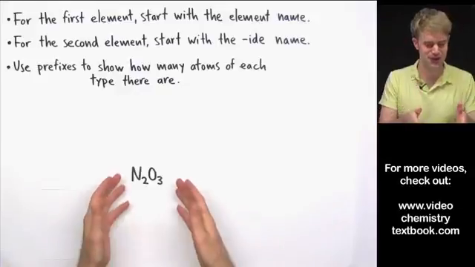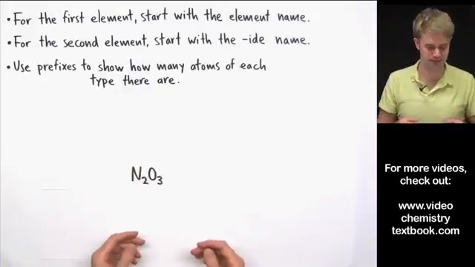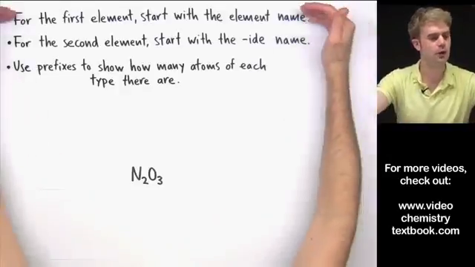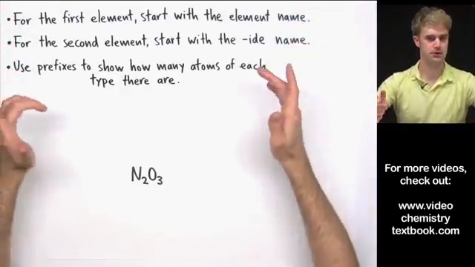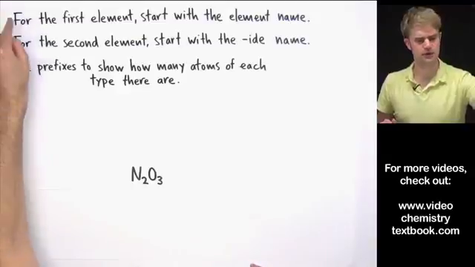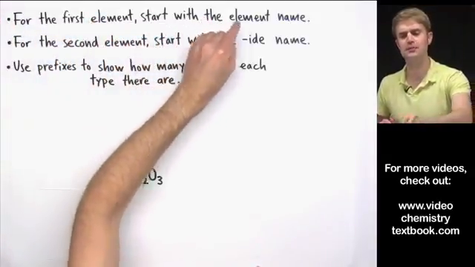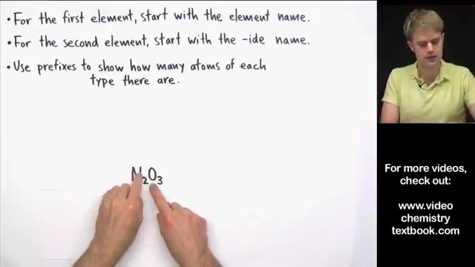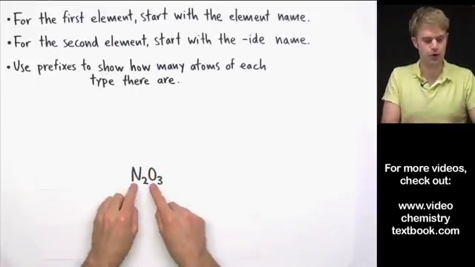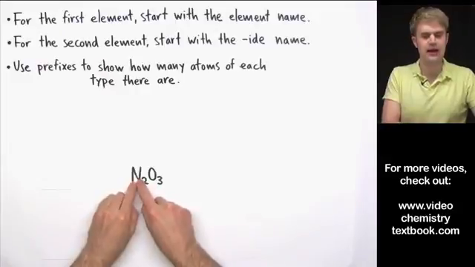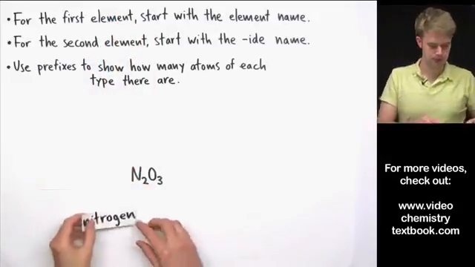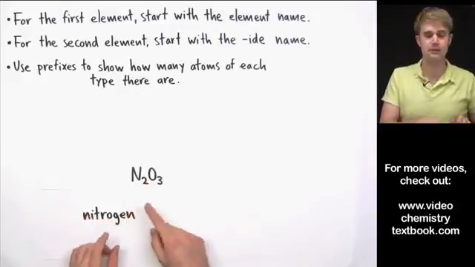Okay, here's our first chemical formula, N2O3. It's made of two nonmetals. We're going to write a name for it following these steps. The first one says for the first element, start with the element name. When I'm talking about the first element, I'm talking about the order that these elements are in this chemical formula. So the first element here is nitrogen, N. So I'm going to put nitrogen down.